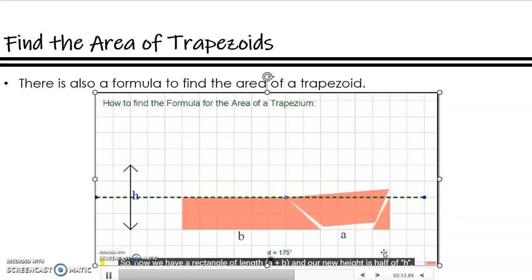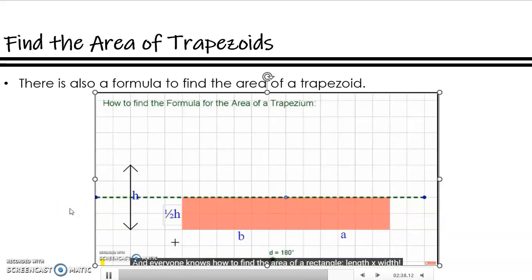Now we see that we have a rectangle. Okay? And the formula for a rectangle is base times height. What you have to remember is that we're adding our bases, B and A, for one big base. And we also have to take the height and cut it in half because we chopped it in half. So they're changing the height to 1/2 height.